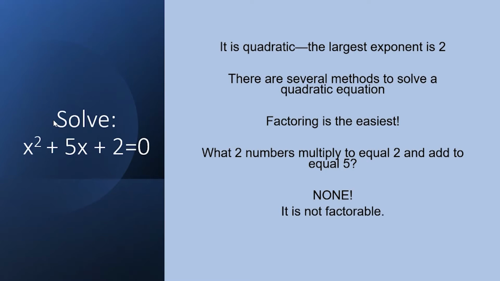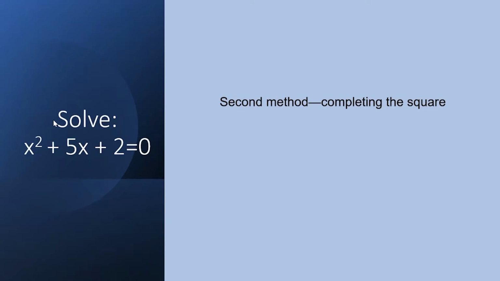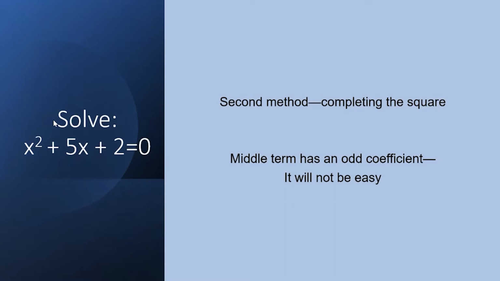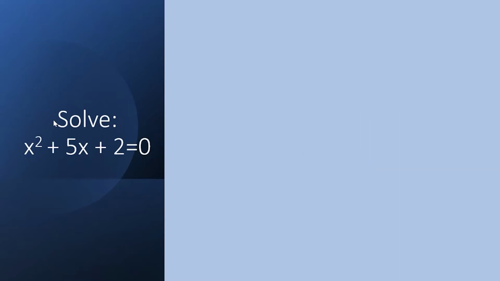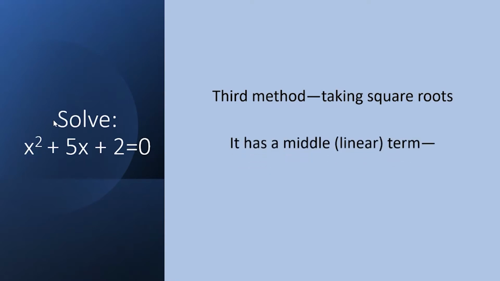Let's consider another method: completing the square. This equation has an odd coefficient in its middle term, the 5. That will make it a little difficult to complete the square to solve this equation. So let's try another method. How about taking the square roots? Since this equation has that middle term, the 5x, we cannot take a square root.